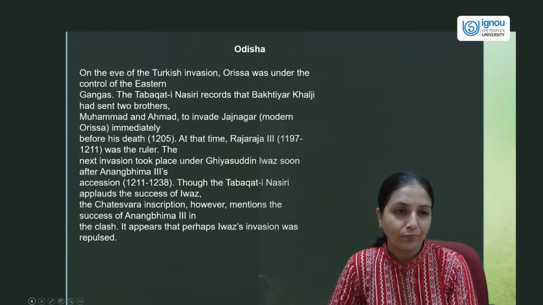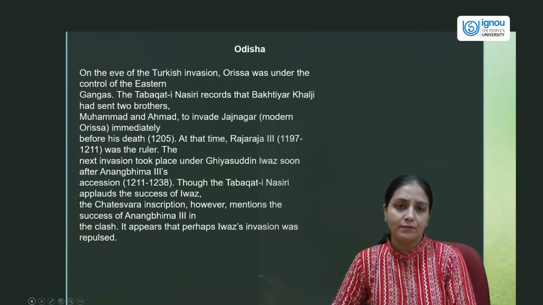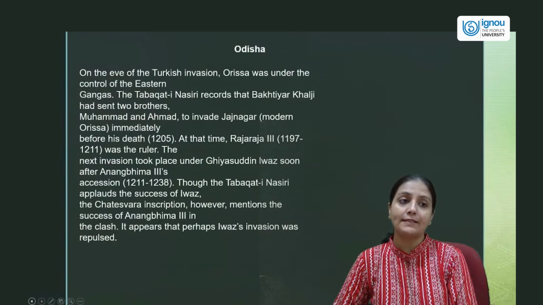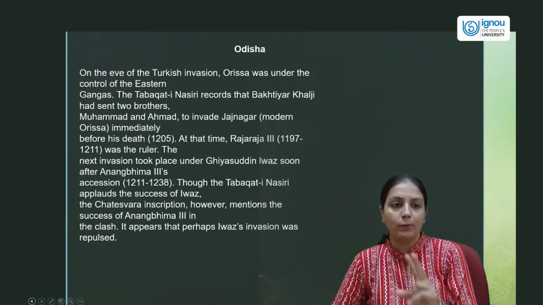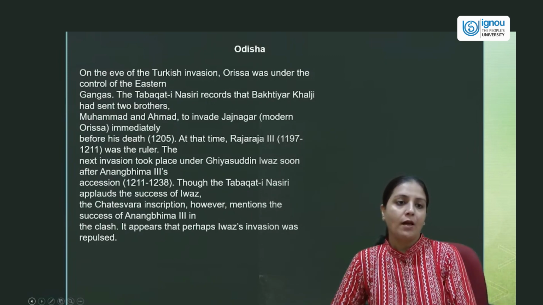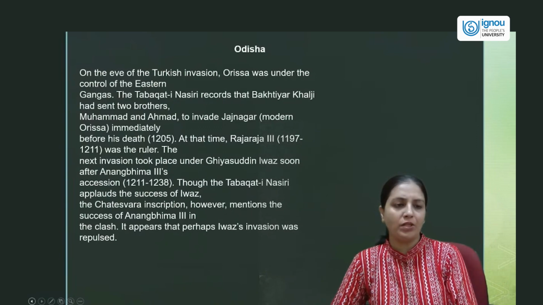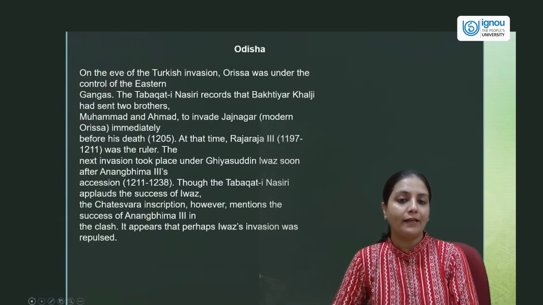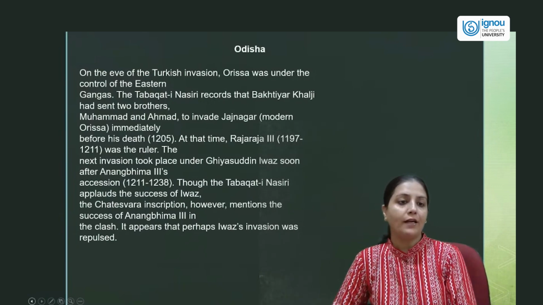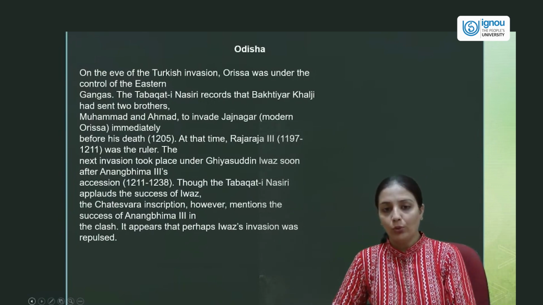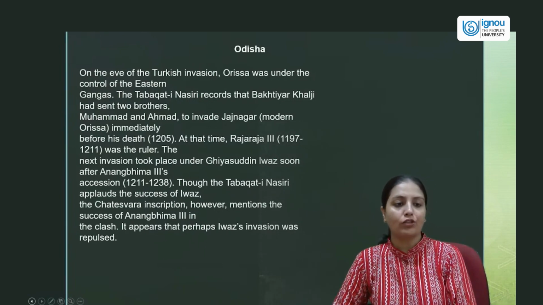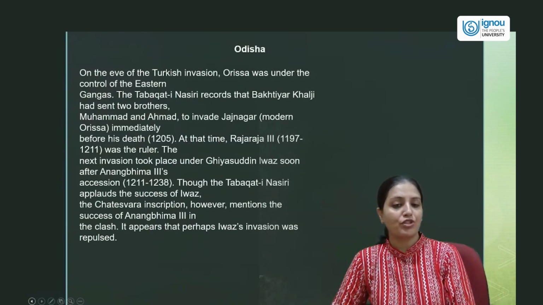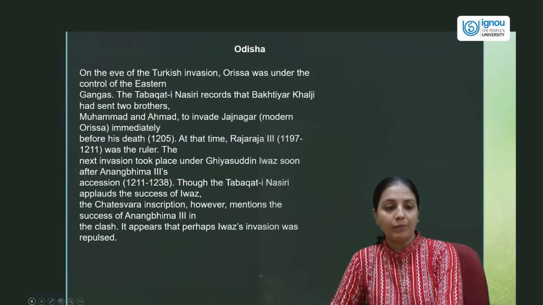Next is Odisha. On the eve of the Turkish invasion, Odisha was under the control of the Eastern Gangas. The Tabaqat-i-Nasiri records that Bakhtiyar Khalji had sent two brothers, Muhammad and Ahmad, to invade Jajnagar immediately before his death. At that time, Raja Raja III was the ruler of that particular place. The next invasion took place under Ghiyasuddin Iwaz soon after Anangabhima III's accession. Though the Tabaqat-i-Nasiri applauds the success of Iwaz, the Chateswara inscription mentions the success of Anangabhima III in the clash.